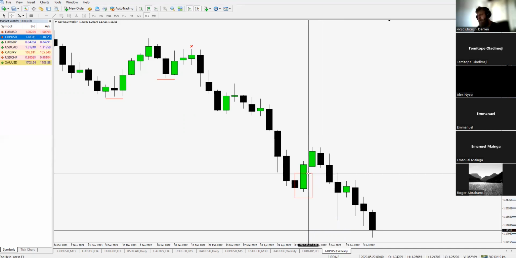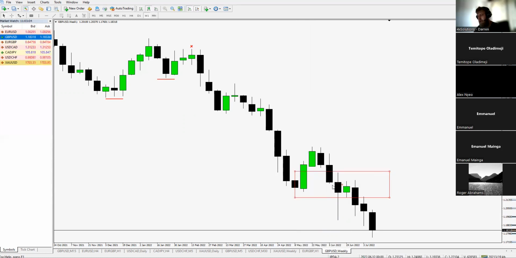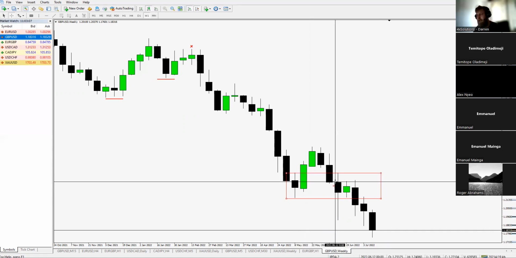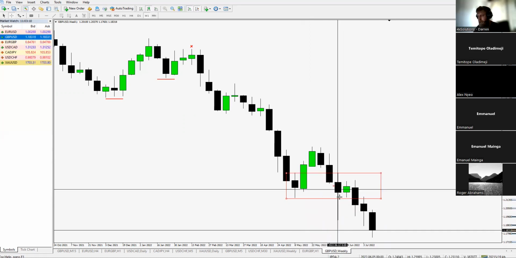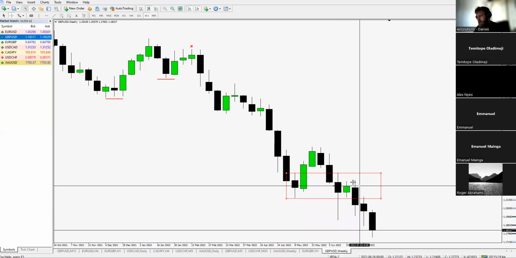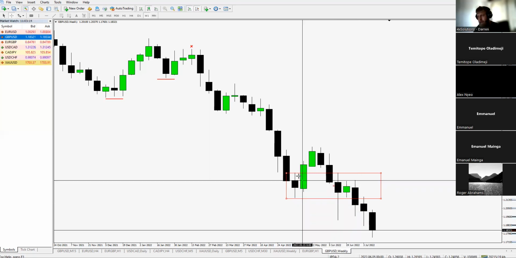And what we could do with this is that, yes, it's a mitigation block. So if we draw that out, there's our mitigation block over there, like that. And then we'd use something else once it trades through here to take an entry off of this lower area of this mitigation.